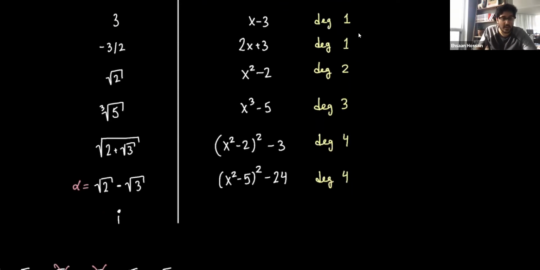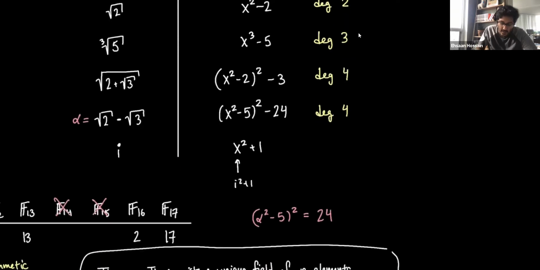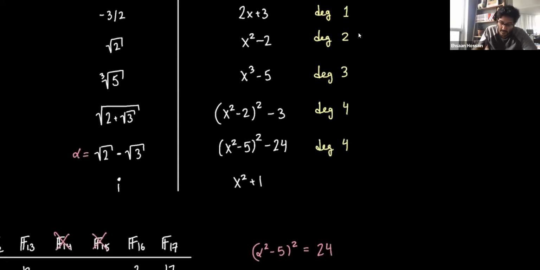And then how about this last one for i? It's not x squared minus 1. i squared is minus 1, so it's x squared plus 1. Because if you plug in i there, it'll be i squared plus 1. i squared is negative 1, so you get 0. So it's x squared plus 1, which is degree 2.